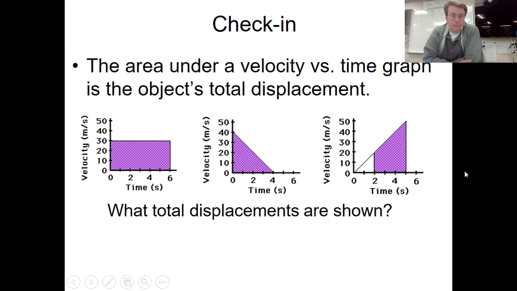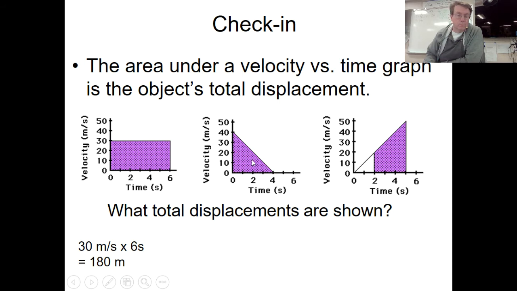All right, here's some examples, some check-in questions. I'm going to ask you to do these. All right, so with the first graph, a velocity graph, what is the total displacement for this motion? All right, so it's height times width, 30 meters per second, times 6 seconds, which is 180 meters.